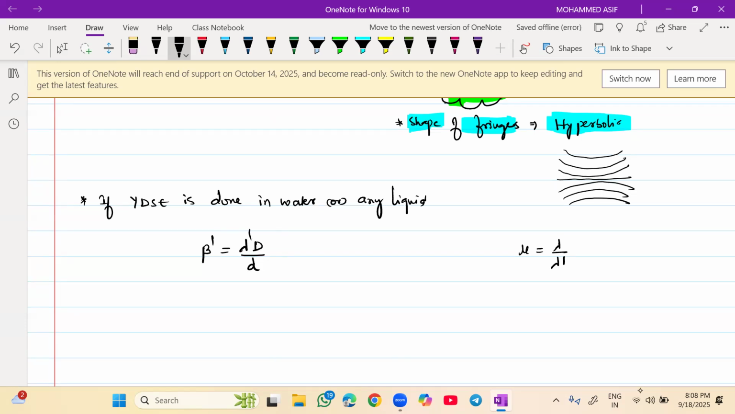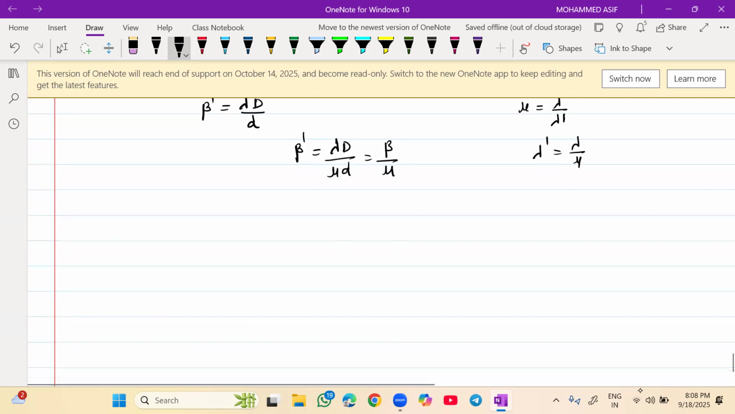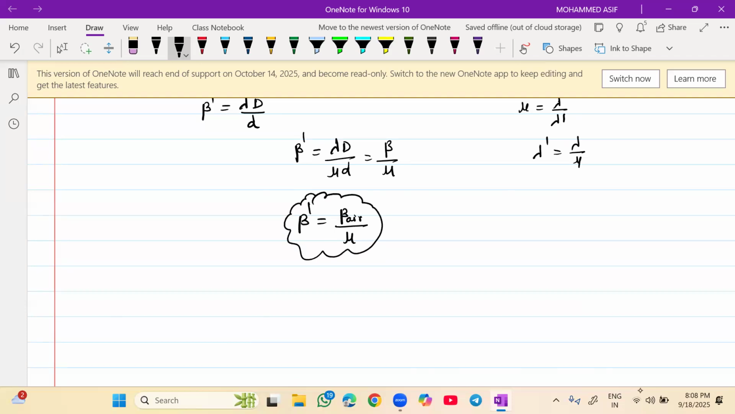Capital D change नहीं होगा, small d will not change, only lambda dash will change. So lambda dash can be written as lambda divided by mu. So beta dash will be equal to lambda into capital D divided by mu times small d, which can be written as beta divided by mu, because beta का formula क्या है? Lambda into capital D divided by small d. So whenever it is immersed in water, the new fringe width will be equal to the original fringe width in air divided by the refractive index of the liquid. So mu is equal to the refractive index of the liquid.